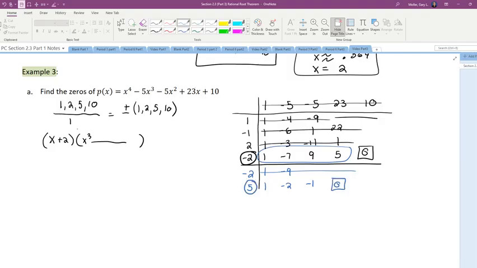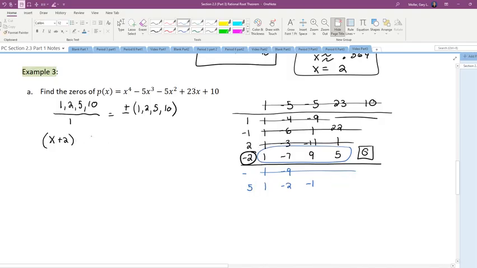So I now know that factors further, and now I know we also have x minus 5 as a factor, and this goes with it. Seriously, a lot of stuff just disappeared. That's a remainder of 0.